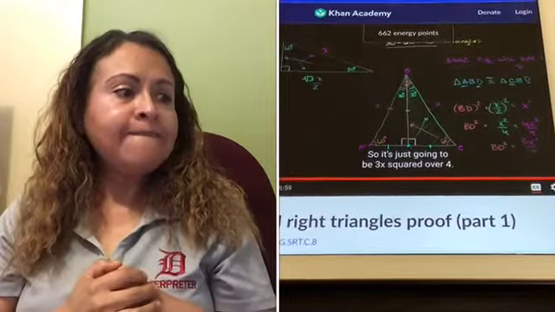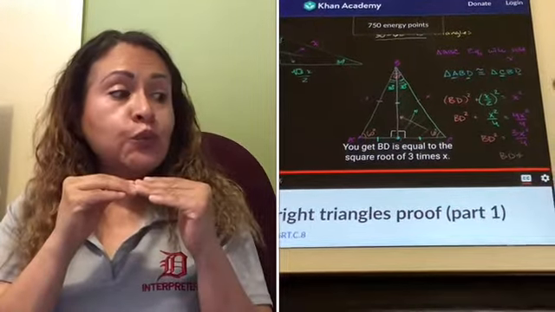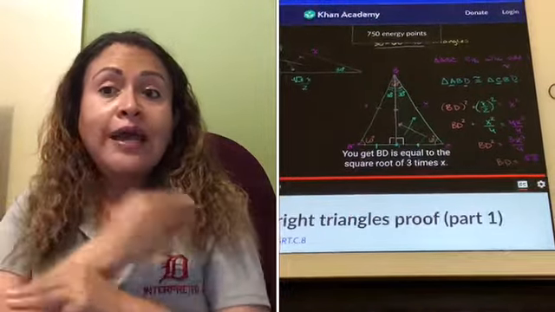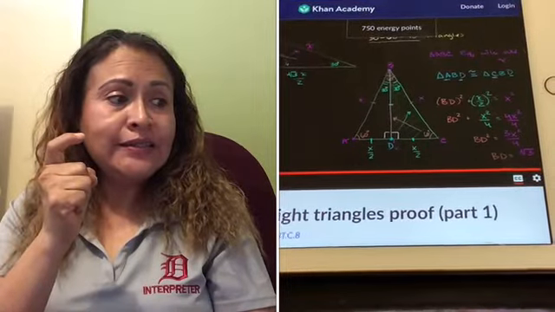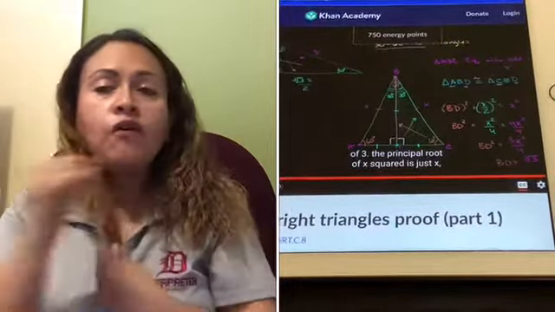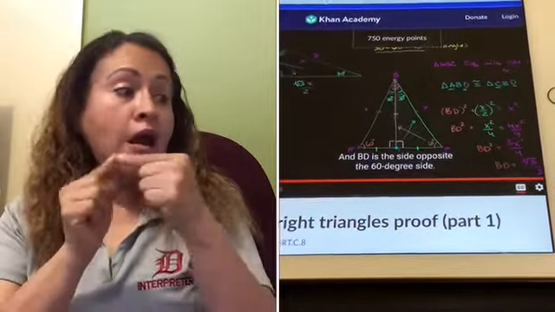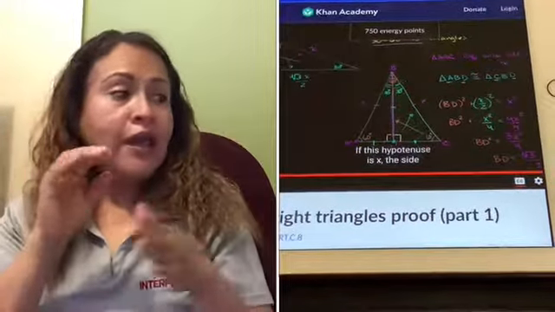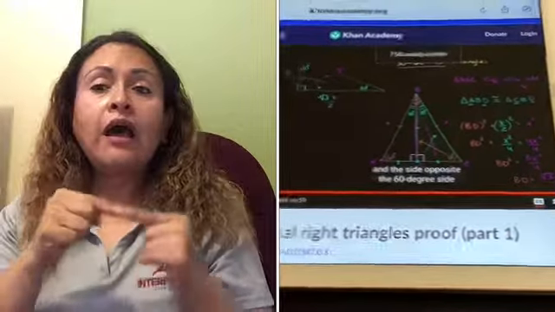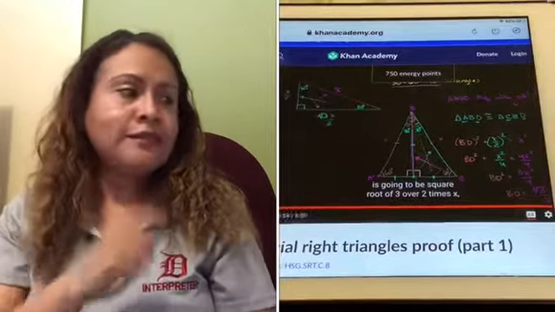Take the principal root of both sides. You get BD is equal to the square root of 3 times x over 2. The principal root of 3 is square root of 3, the principal root of x squared is just x, and the principal root of 4 is 2. And BD is the side opposite the 60-degree angle. So we're done. If the hypotenuse is x, the side opposite the 30-degree angle is going to be x over 2, and the side opposite the 60-degree angle is going to be square root of 3 over 2 times x, or square root of 3x over 2, depending on how you want to view it.